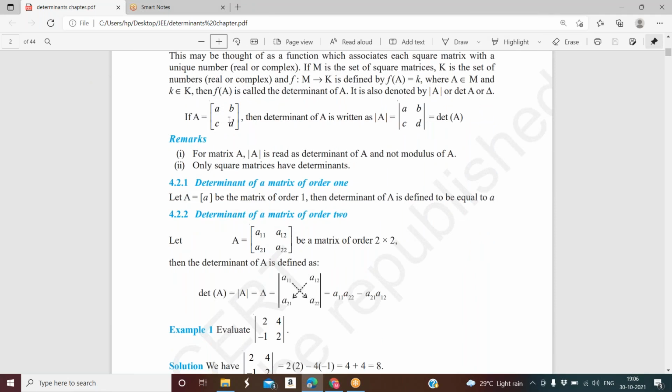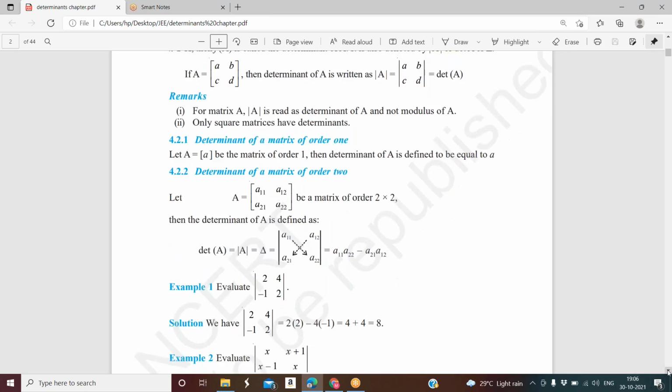If A is a 2 by 2 matrix, A, B, C, D, then how to find the determinant of A? The determinant of A is defined as the determinant A, B, C, D. It is denoted by the symbol DET, the first 3 letters of determinant, DET of A. Only square matrices have determinants.